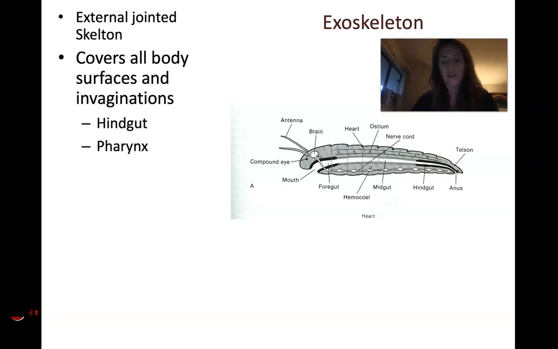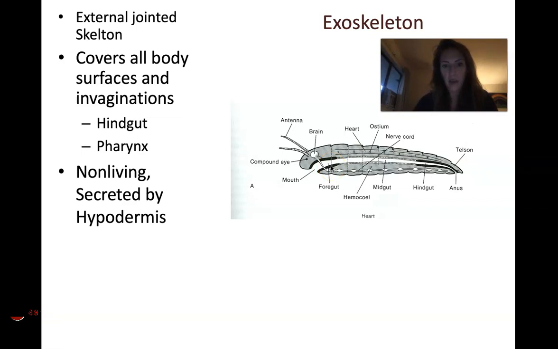And this is cool because the exoskeleton covers all the body surfaces and the invagination. So this beginning part of the mouth and the pharynx and the end of the hindgut is still all covered in exoskeleton. So that part's crunchy too. Lots of protection then, really good evolutionary strategy. And the exoskeleton is non-living. So the hypodermis, a portion of the skin, is secreting this non-living exterior, which means that you're not going to be having pain receptors out there. You're not going to be having damage, right? If you're damaging the exoskeleton, you're not damaging the living tissue. So it's a really good strategy for that as well.